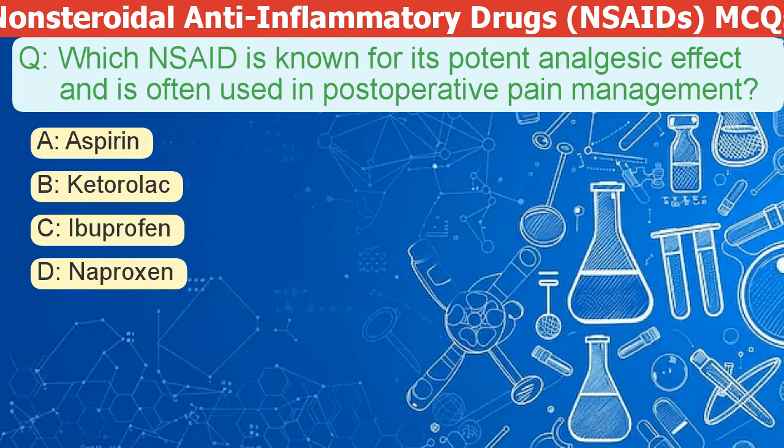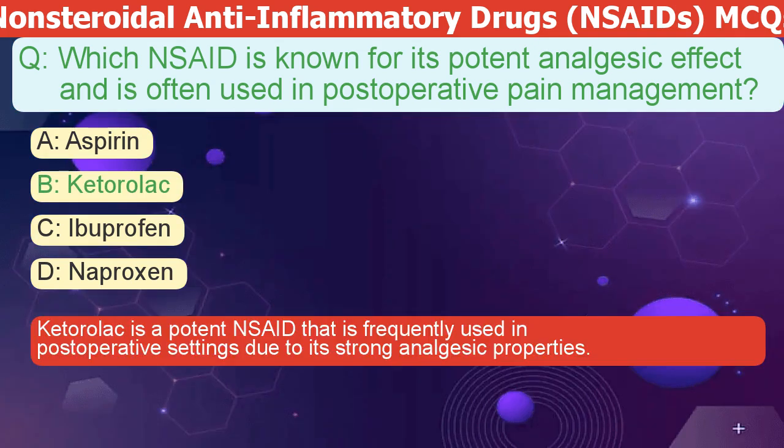Which NSAID is known for its potent analgesic effect and is often used in postoperative pain management? A. Aspirin. B. Ketorolac. C. Ibuprofen. D. Naproxen. The correct answer is B. Ketorolac is a potent NSAID that is frequently used in postoperative settings due to its strong analgesic properties.